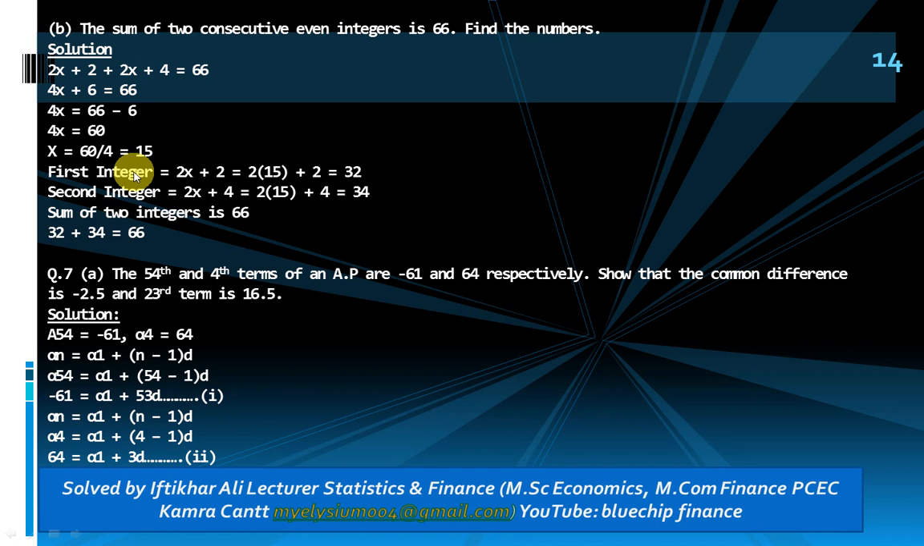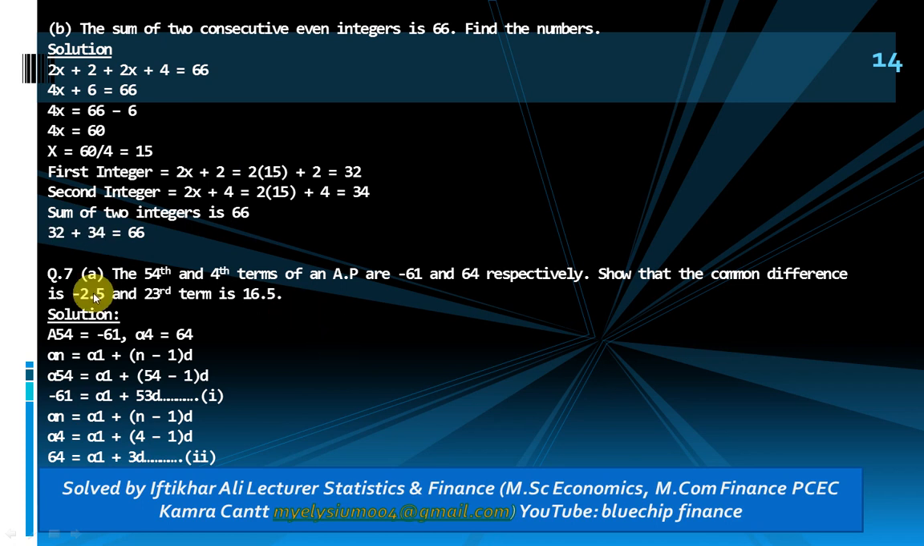Now put the value in the first integer, that is 2x plus 2. The first integer will be 32, and after that we put the value of x into the second integer, that is 2x plus 4. So 2x plus 4 will be equal to 30 plus 4 equals 34, and you can also prove it, 32 plus 34 gives 66.